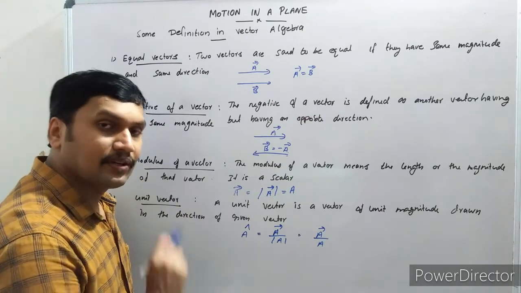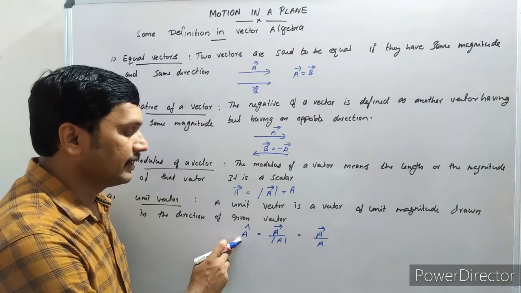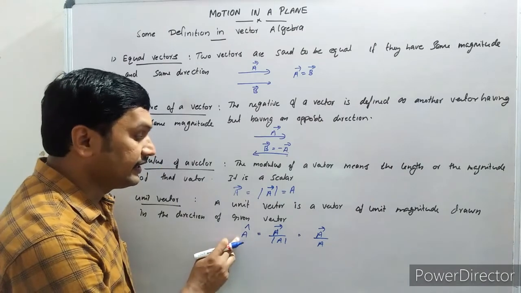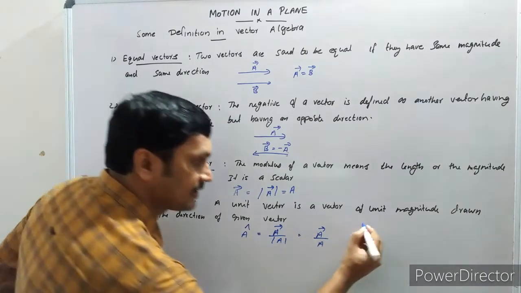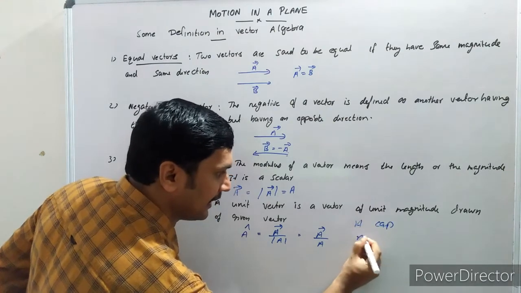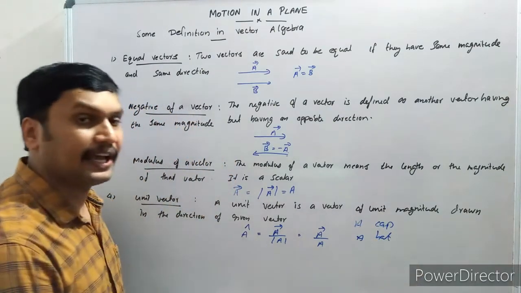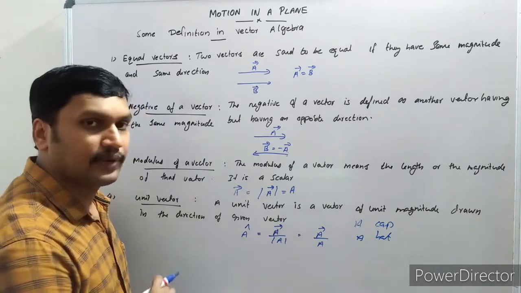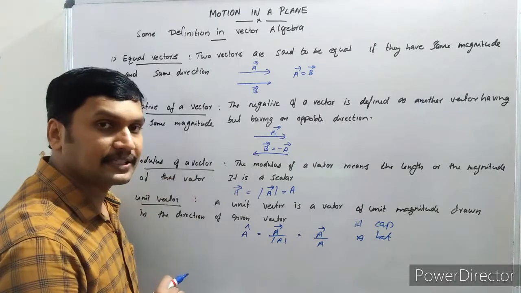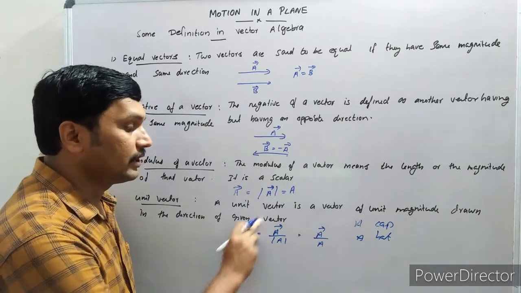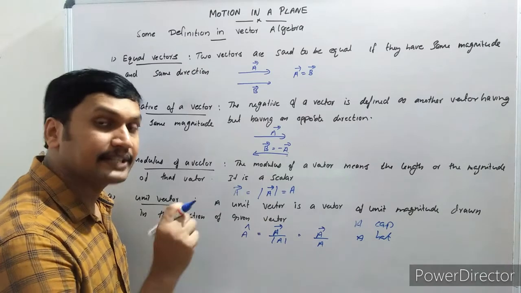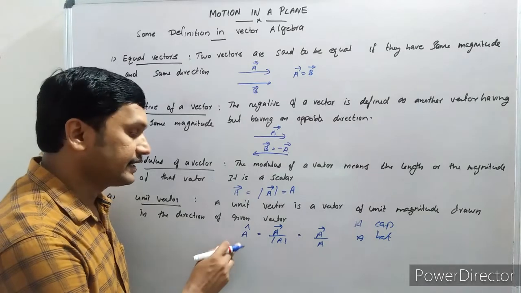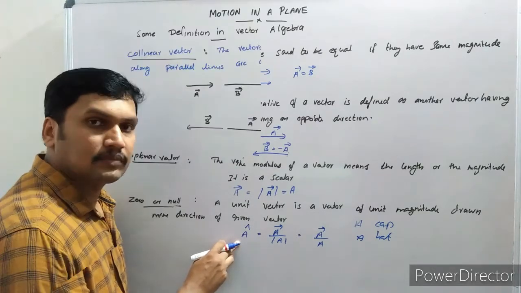And that unit vector drawn in the direction of A is denoted in this way by writing A and a cap over A. We can read it as A cap or A hat, C-A-P, or A hat, H-A-T. It means it's a unit vector drawn in the direction of vector A. So to find a unit vector in the direction of vector A, you divide that vector by its magnitude. Then that will be a unit vector in the direction of the given vector. Read it as A cap or A hat.